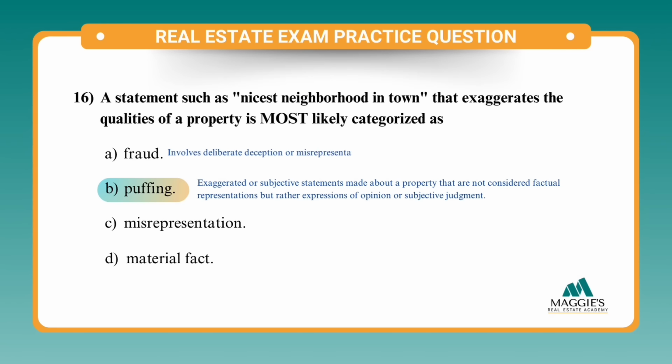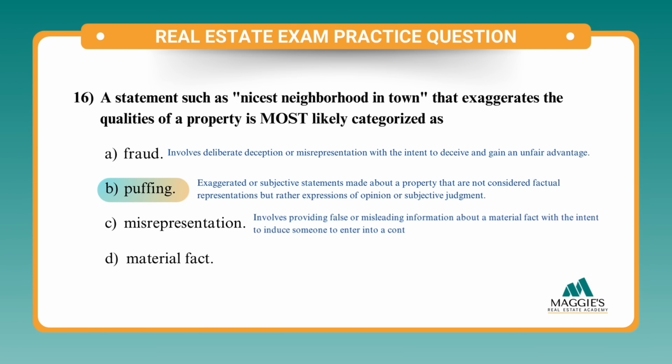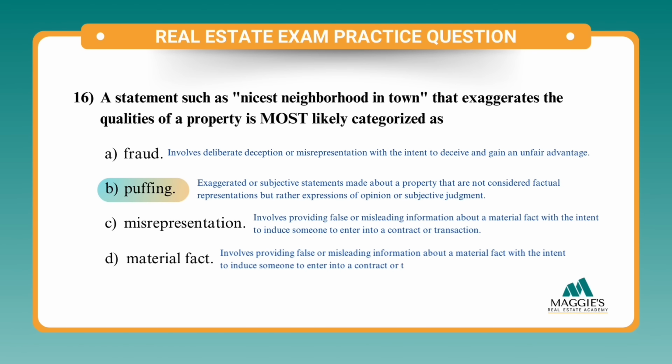Now, let's talk about the other ones. So, fraud, that involves deliberate deception or misrepresentation with the intent to deceive and gain an unfair advantage. Now, misrepresentation, that involves providing false or misleading information about a material fact with the intent to induce someone to enter into a contract or transaction. Now, material facts, those are very important objective details about a property that could influence a buyer's decision to purchase.